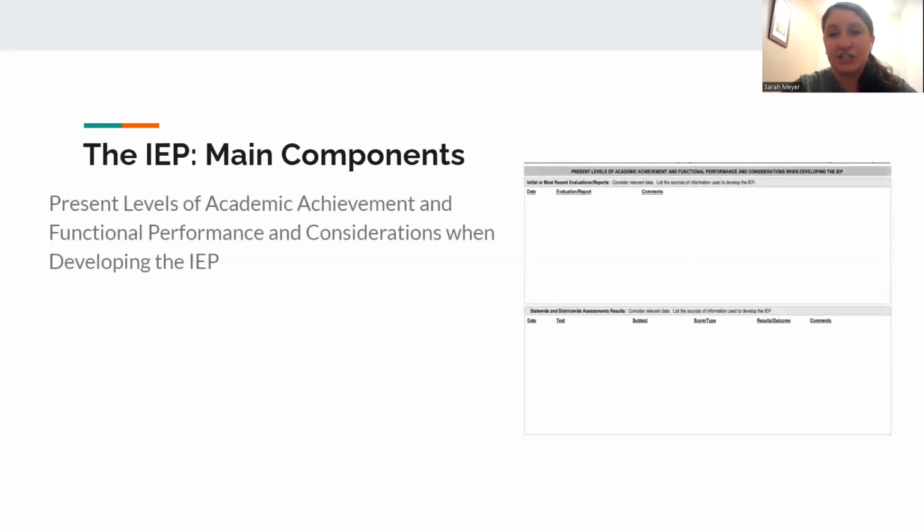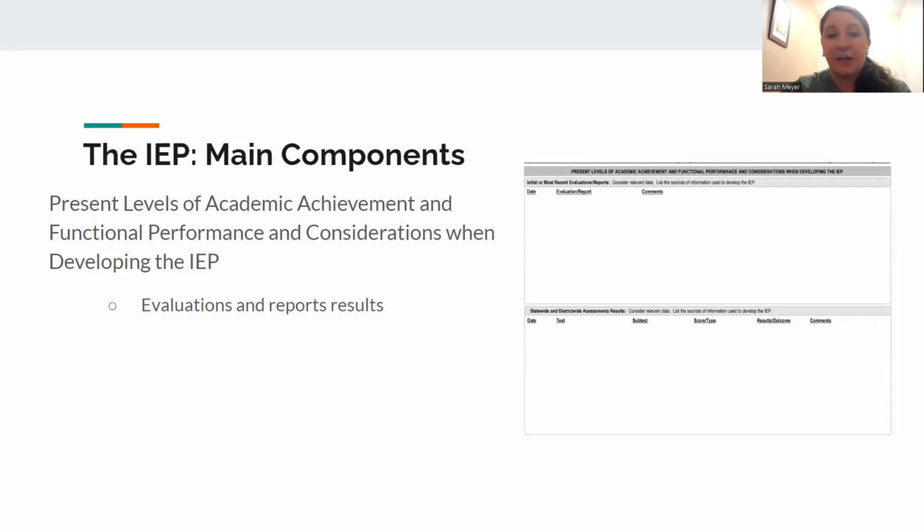Okay, our next section, and this is really going to be the bulkiest section within the IEP. You're going to see the present levels of academic achievement and functional performance and considerations when developing the IEP. So basically what this goes into is a whole list of all the assessments that have been given to your child, any evaluations that have been done. It's going to really be the data that's going to drive a lot of those decisions when making the goals.